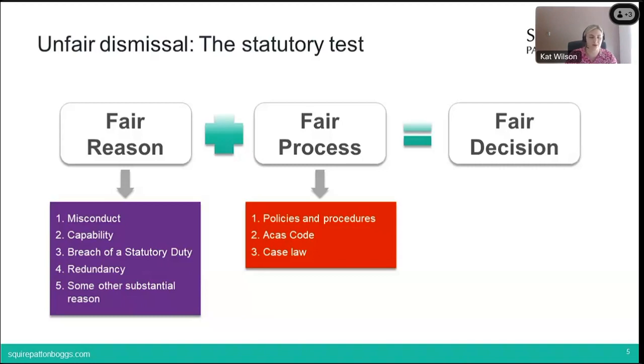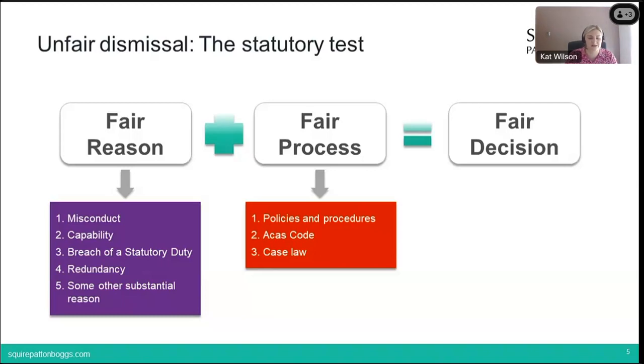Once that's been established, the tribunal will then consider whether the employer acted reasonably in treating the reason as a sufficient reason to dismiss the employee, and there's lots of different factors that they'll take into account when considering that. And when considering the question of reasonableness, the tribunal will consider if the decision fell within the band of reasonable responses of a reasonable employer, which is probably a phrase that you've heard before.